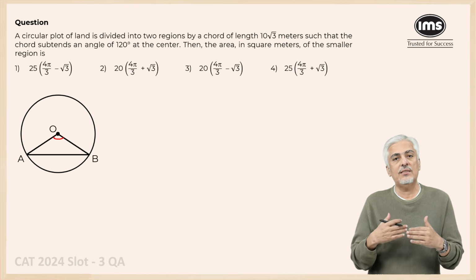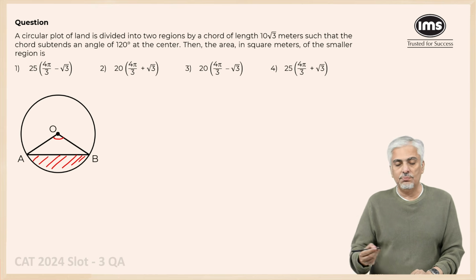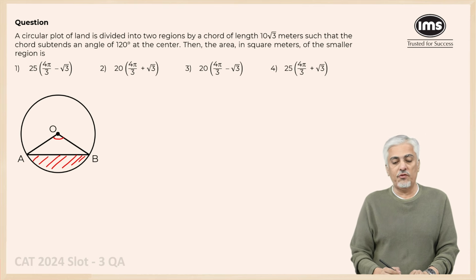So the chord is dividing into two regions. We want the smaller region. That means we want this part. So based on our basic knowledge of geometry, we know this is nothing but area of sector minus area of triangle. So I need to work on area of triangle. I know the angle 120 degrees and I know the side AB as 10 root 3.